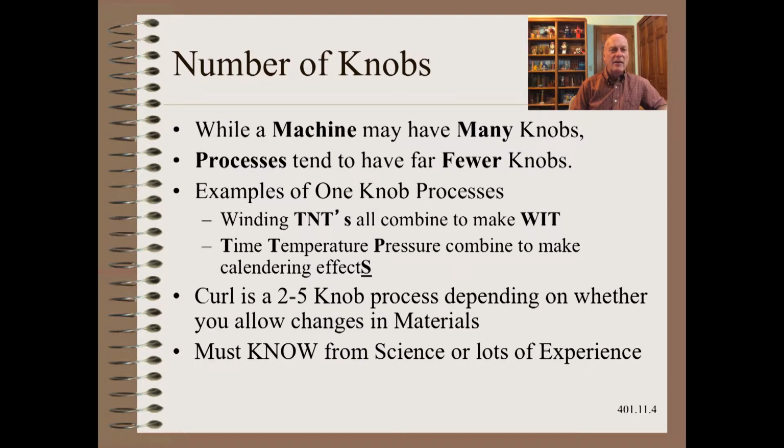Similarly, calendaring is typically a 1-knob process, while laminating curl is a 2 to 5-knob process, depending on whether you can change materials or have certain somewhat uncommon laminator design features. This was all well covered in my Web 101 course, so we don't have to repeat that here.